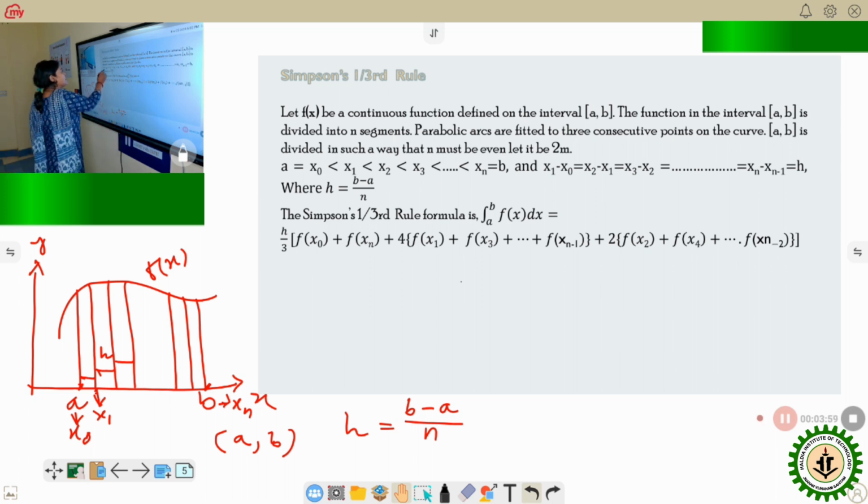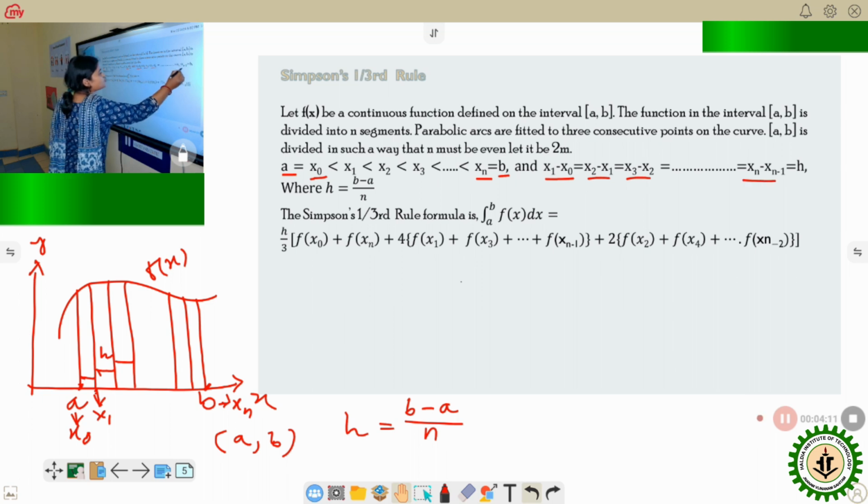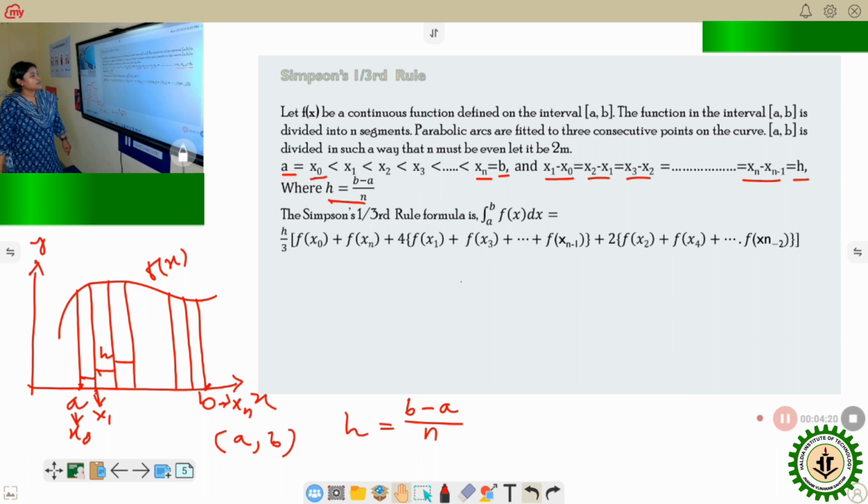Here a equals x0 and xn equals b, and the condition is that x1 minus x0, x2 minus x1, x3 minus x2, up to xn minus xn minus 1 are all equal values and these are equal to h. And what is h? It is (b minus a) divided by n. Now the Simpson's one-third rule formula is this. How will we get this formula? Now we will talk about the derivation.